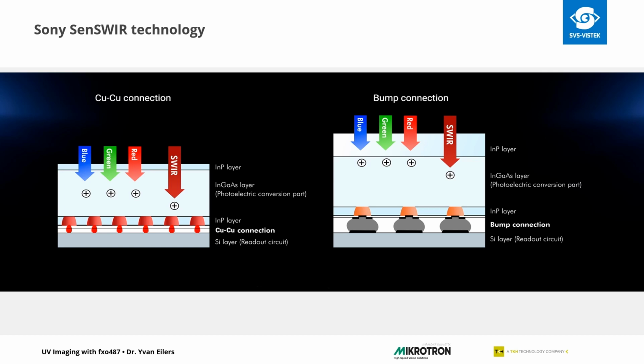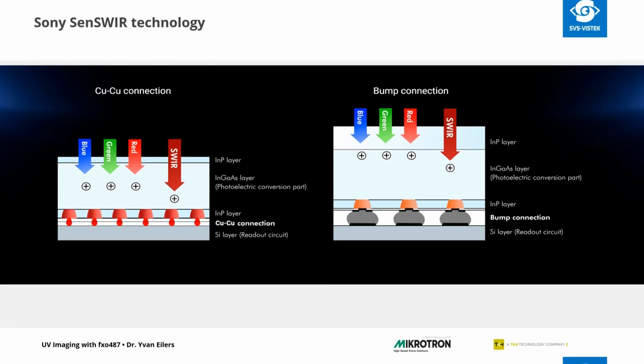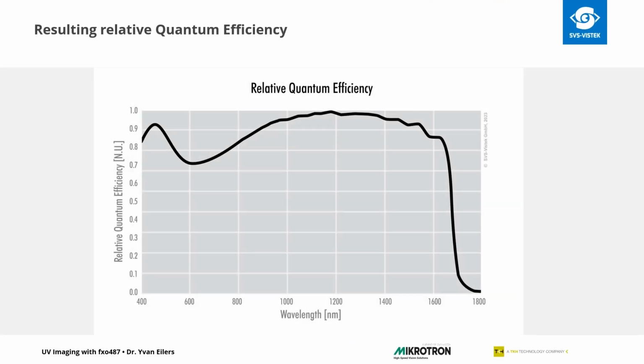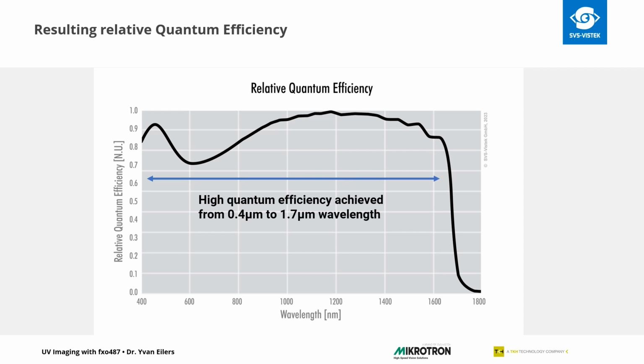In addition, Sony has succeeded in reducing the thickness of the topmost indium phosphide layer. This layer absorbs visible light. By reducing its thickness, the underlying indium-gallium arsenide layer sees visible as well as SWIR wavelengths. As a result, the sensor offers high quantum efficiency for both the visible and SWIR spectral regions as shown in this graph. This allows imaging of wavelengths from 400 nanometers to 1700 nanometers with a single camera, which can reduce the complexity of machine vision systems, especially for applications where visible and SWIR light are used.